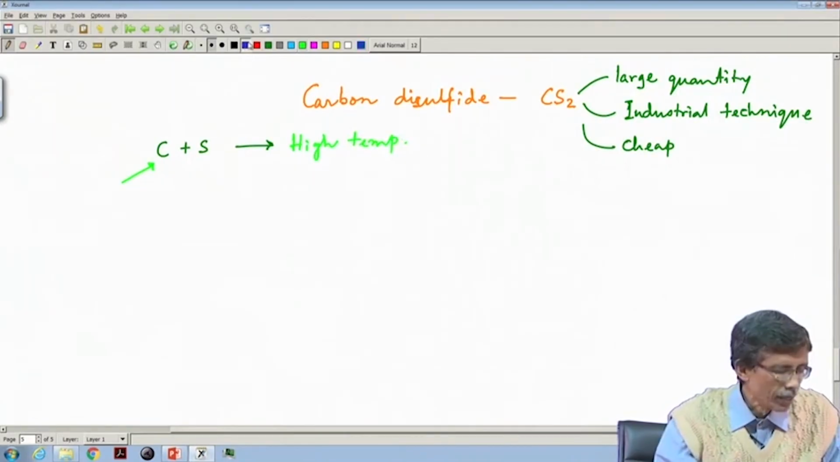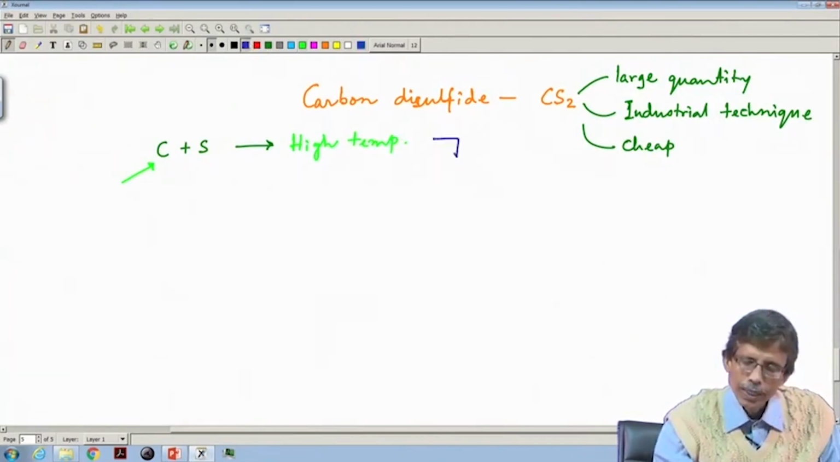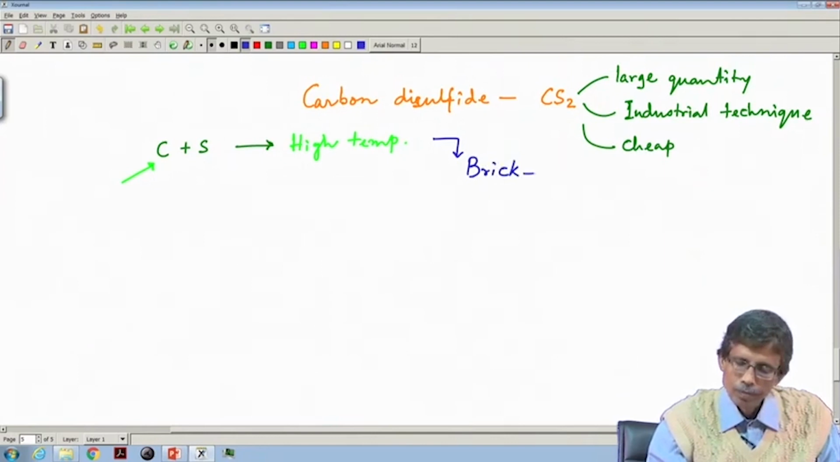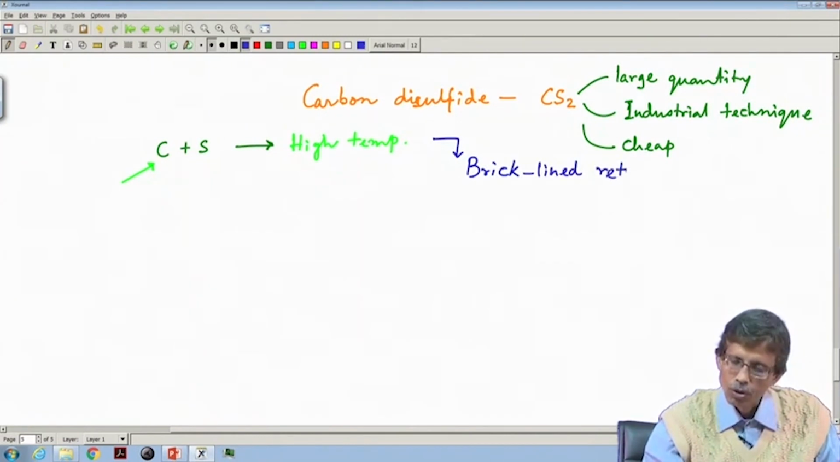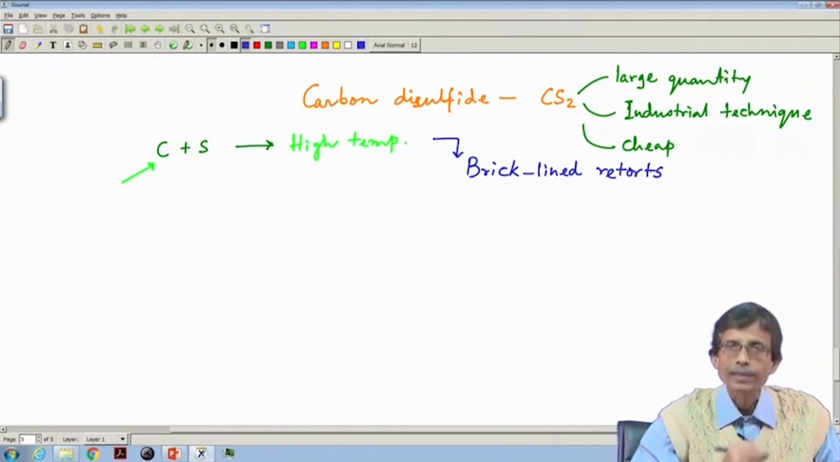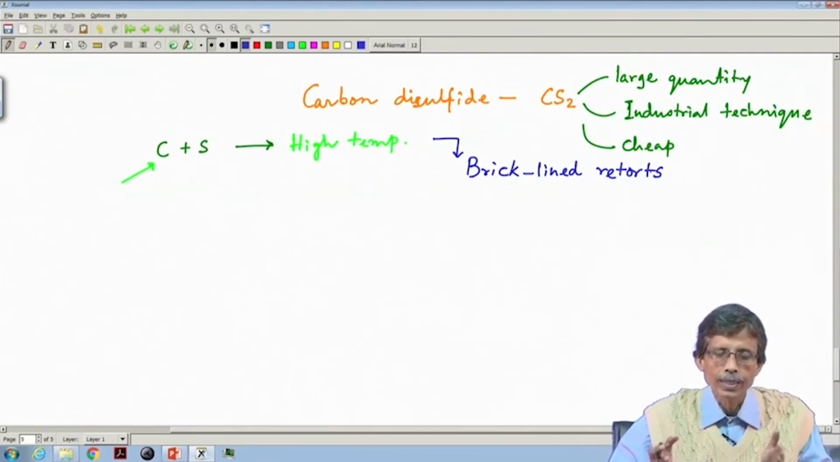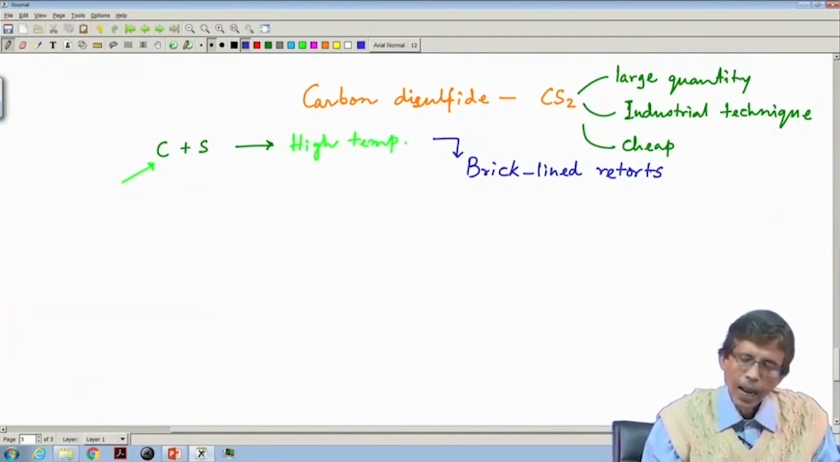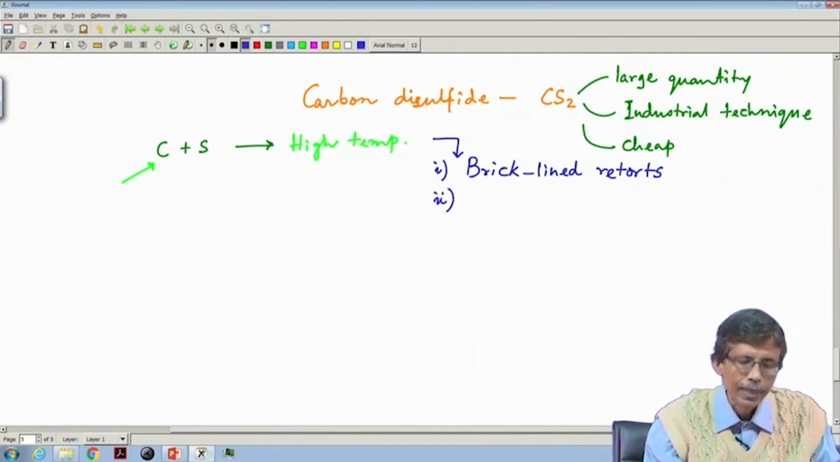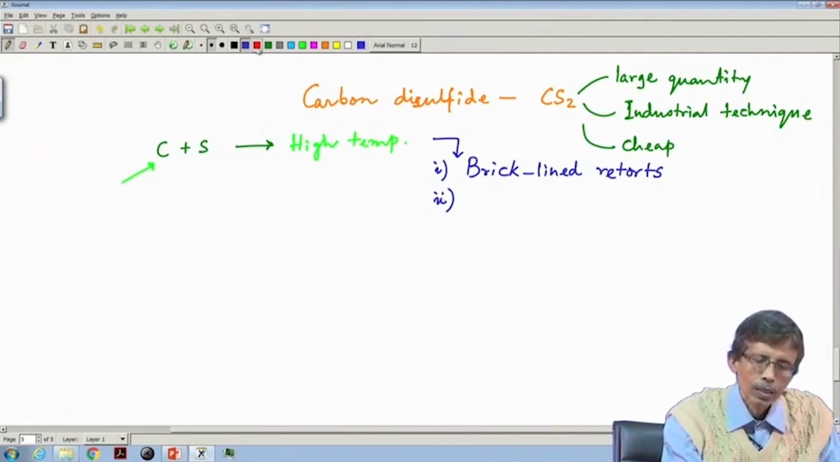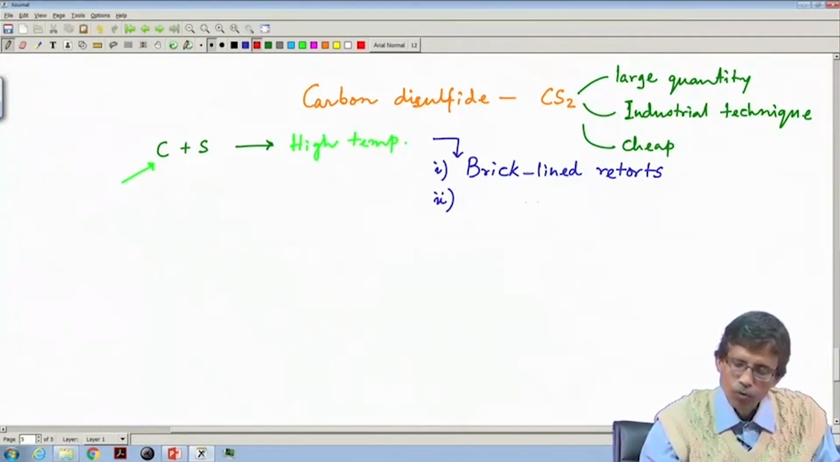So, this high temperature reaction takes place in brick lined retorts, which are the reaction chambers. You have the brick lining because it can withstand the high temperature, and this is the first thing we use, and the second thing we will be using there is the corresponding furnaces.